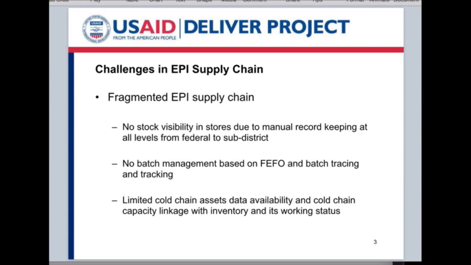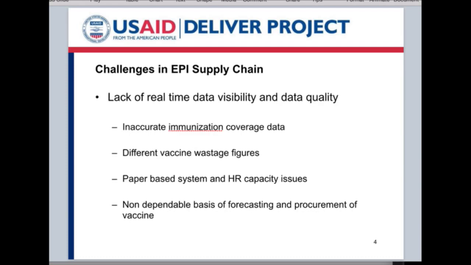Likewise, at the consumption side, there was inaccurate immunization data, because in that year the immunization program was claiming that it was 95%, but when a survey was done, it depicted that it was only 54%. And likewise, the wastage figures were different, and there was no dependable basis of forecasting or procurement.